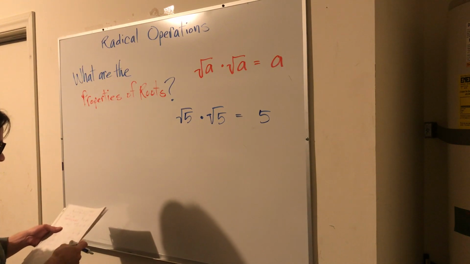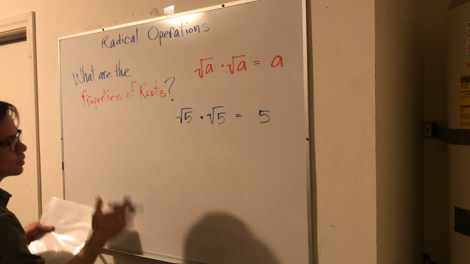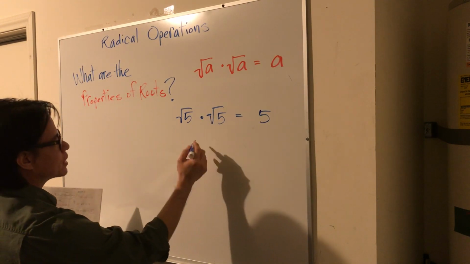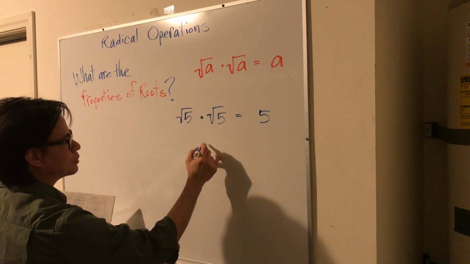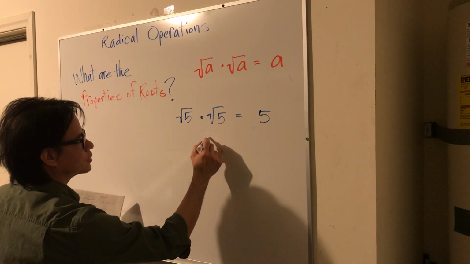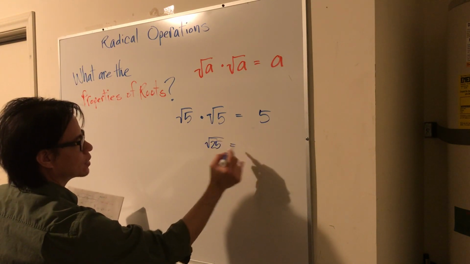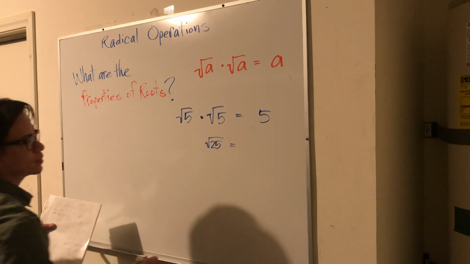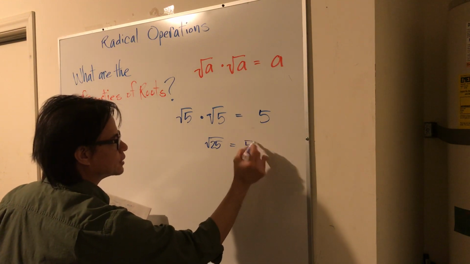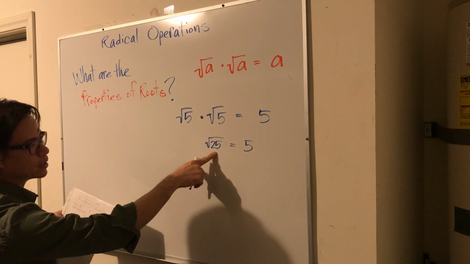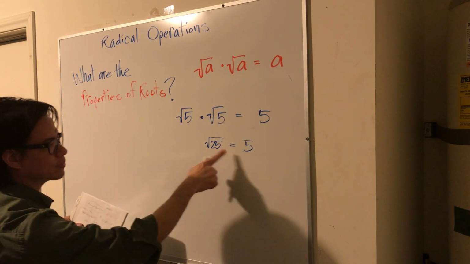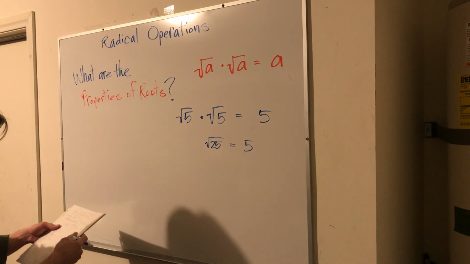And to prove it, we can say that square root of 5 times square root of 5 is the same as square root of 25, which you know that is equal to 5, because this is asking what number times itself will give you 25, and that is 5.